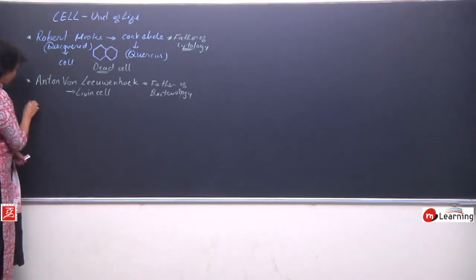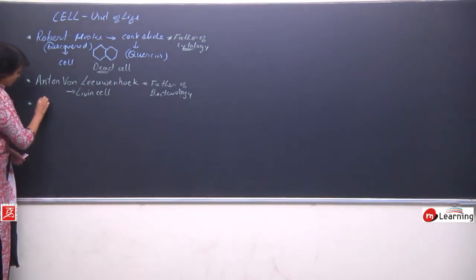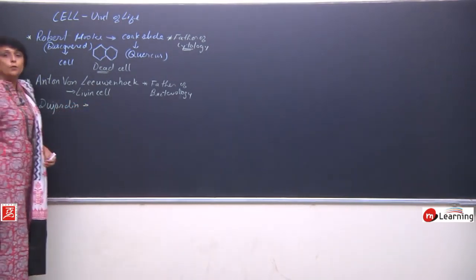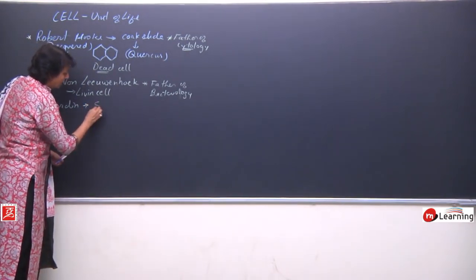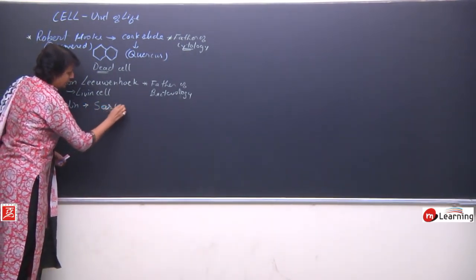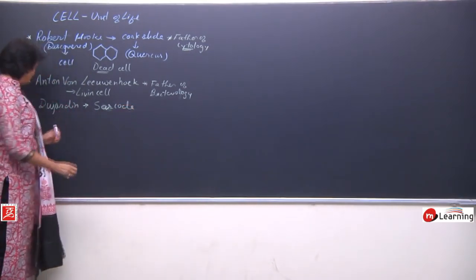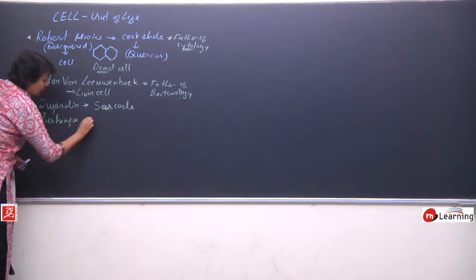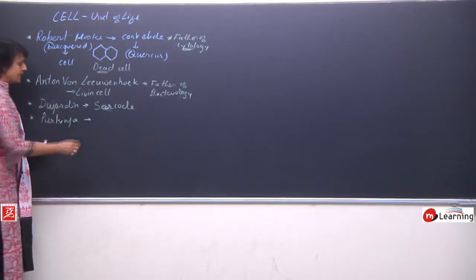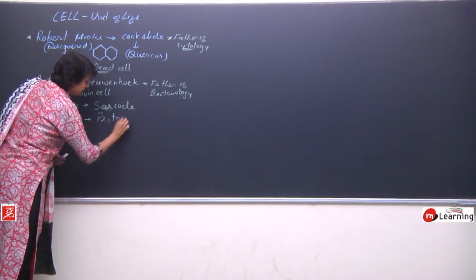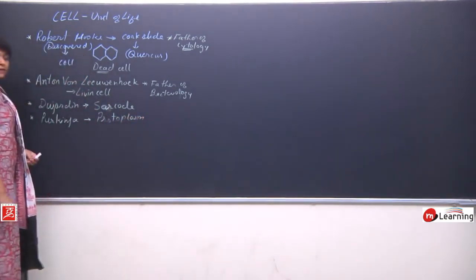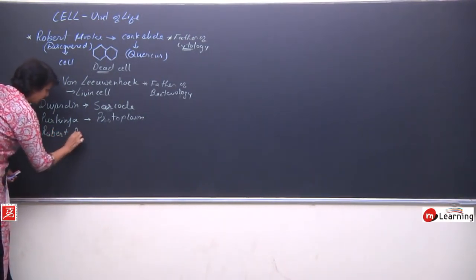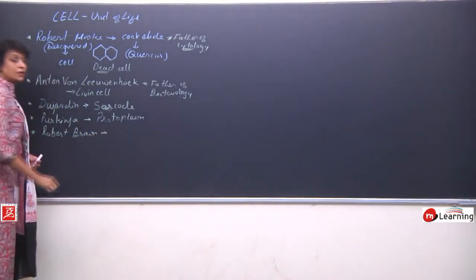Now let us talk about few more scientists. Another scientist was Dujardin. He observed a fluid-like material in the cell which he called sarcode, which was the fluid-like material. Later on, Purkinje observed the same substance in many other cells and named it protoplasm. Another scientist was Robert Brown, who discovered the nucleus.